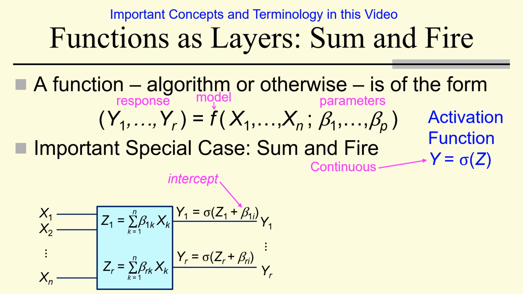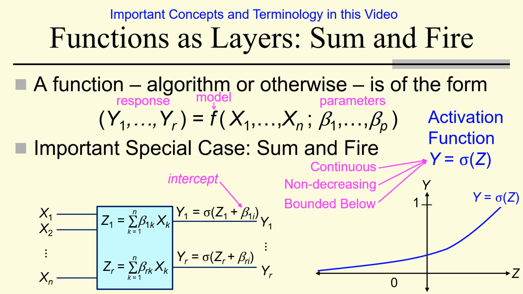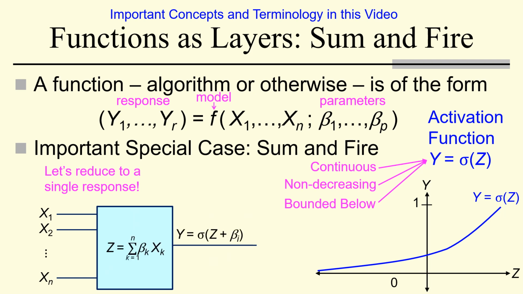These activation functions have to be continuous, non-decreasing, and bounded below. Something like that. So let's see what this would look like for a single response. That would look like that. One single z variable. Y is sigma of the z plus the beta I, the bias.